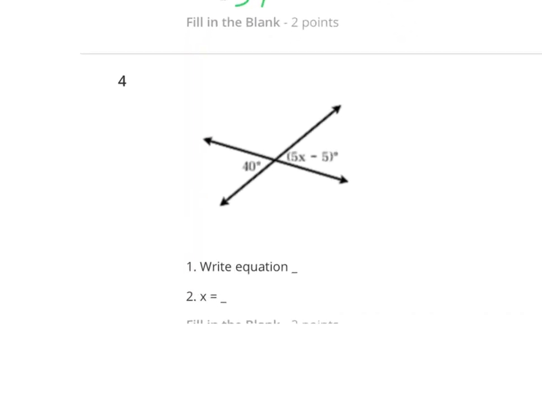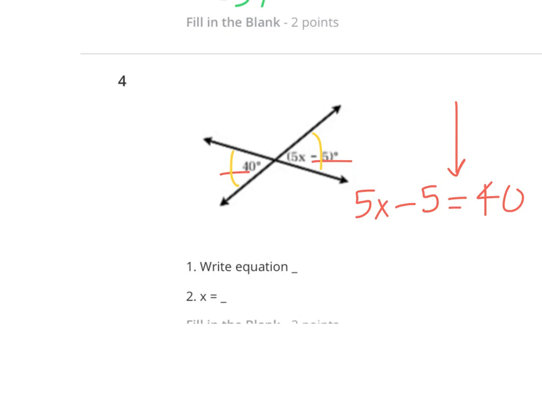And right here, what you need to notice is that these two angles are vertical. See how they're connected? They're connected by that vertex right there. So they're vertical angles. That means they equal each other. So that means this equals this. So that means 5x minus 5 equals 40. I saw a lot of people putting a plus 40 there to equal 180. No, the angles are right here. This angle and this angle are not connected.